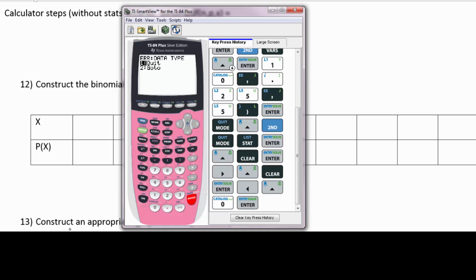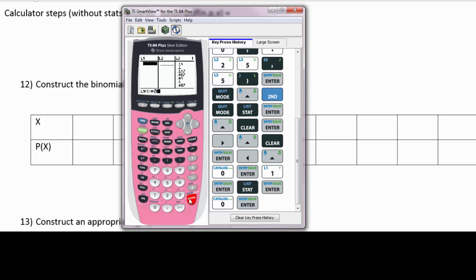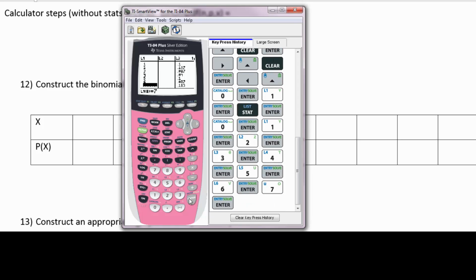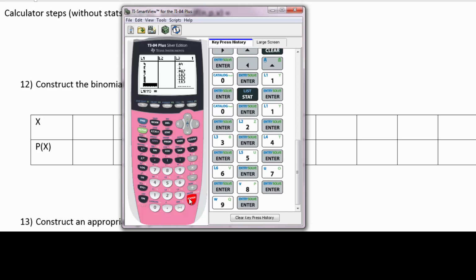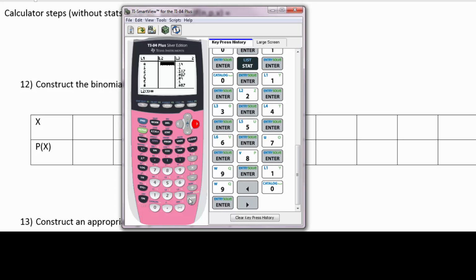So I'm going to do 0, 1, oh, why didn't you like me? Okay, let's try that again. So we have 0, 1, 2, 3, 4, 5, 6, 7, 8, 9, and 10. Not 18, 10. And in list 2, we're going to run that.